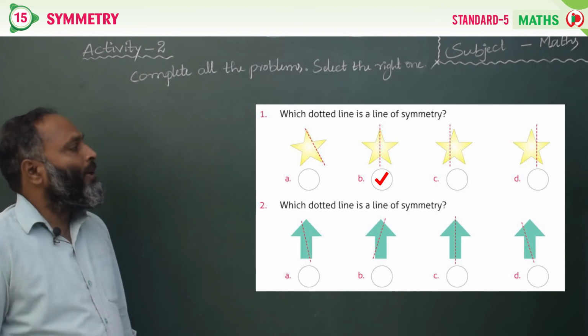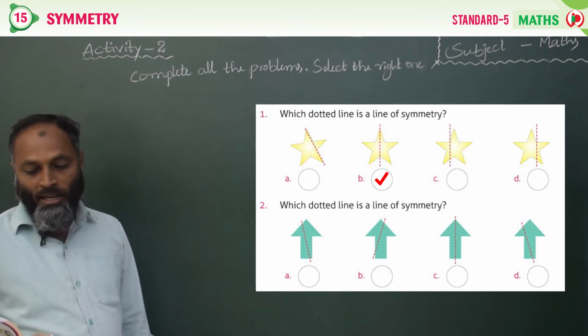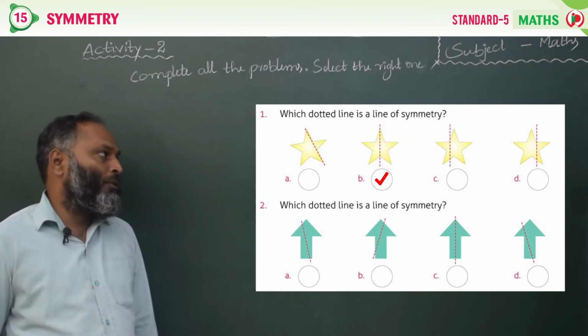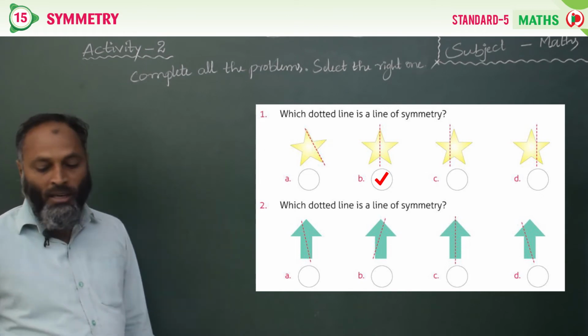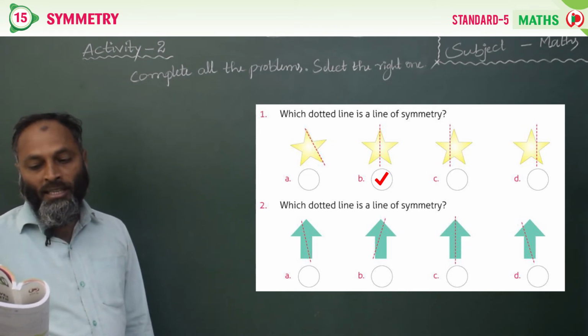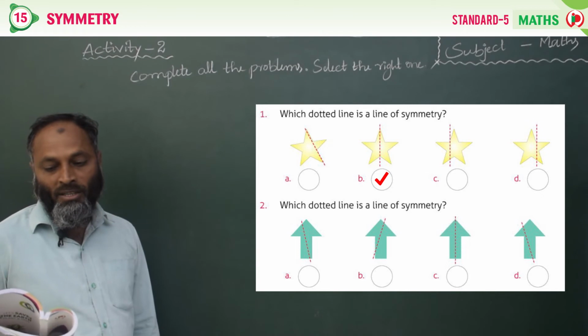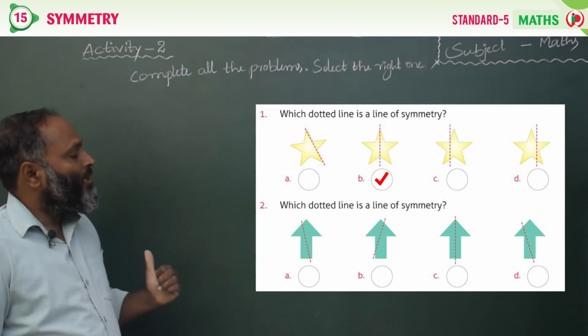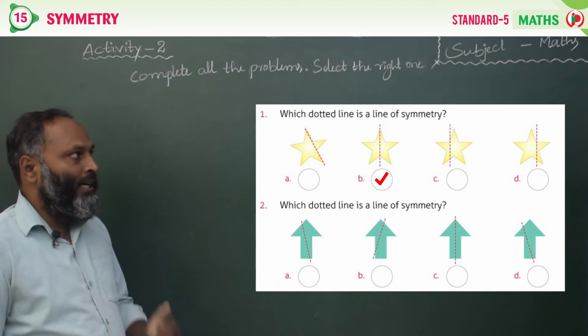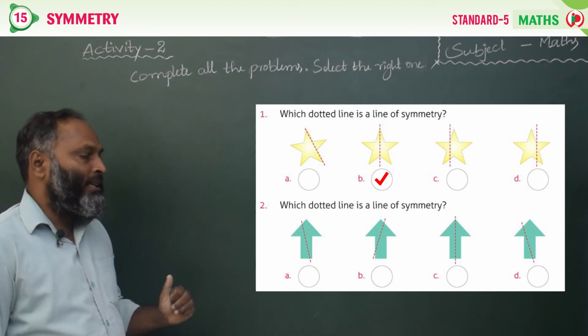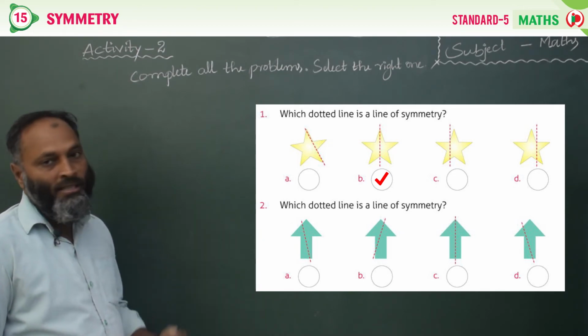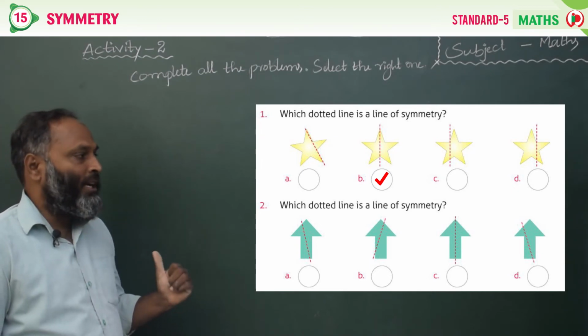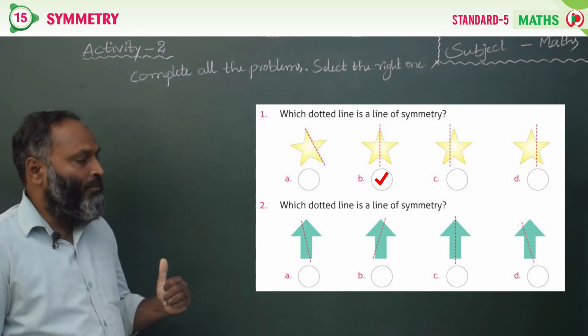Okay. In the second question, see, arrows are given. Four upward arrows are given. Here, which dotted line is a line of symmetry? Here, A, B, C and D. A is a slanting line. A slanting line does not divide the arrow into two equal halves, so A is not correct. B is also the same.